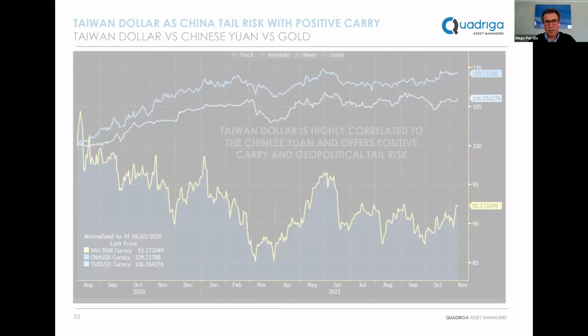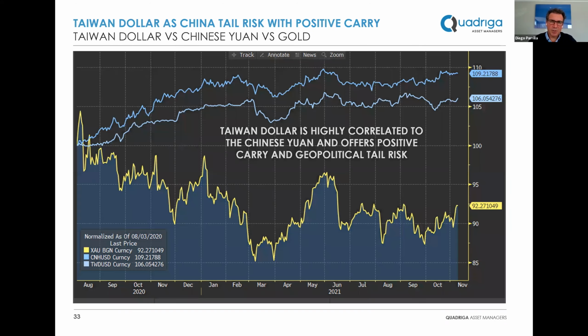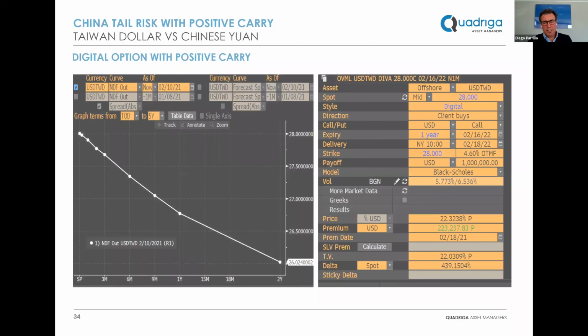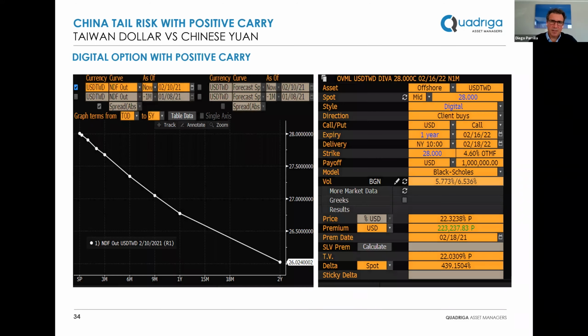And it's interesting also because you could use, as we do, Taiwan as a proxy. They're very highly correlated. They have similar paths. They've massively outperformed gold, and we think this is an area of opportunity, both the yuan and the Taiwan dollar. In the case of the Taiwan dollar, it happens to be very interesting because it's actually tail risk with positive carry. It's very exceptional. This has eased somewhat, but things are still very significant.